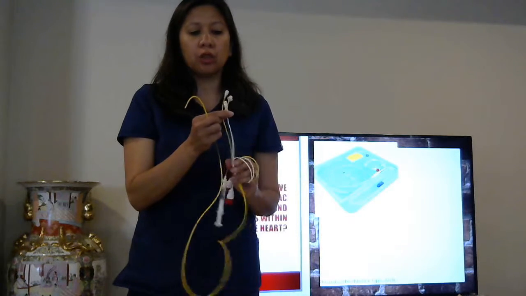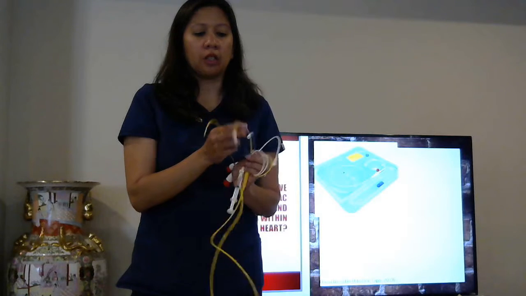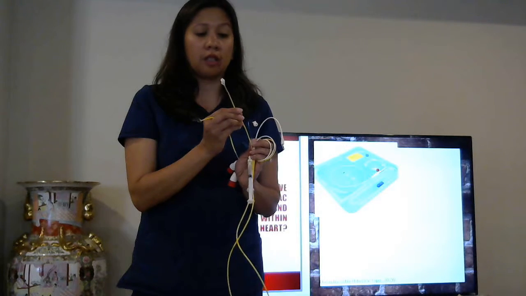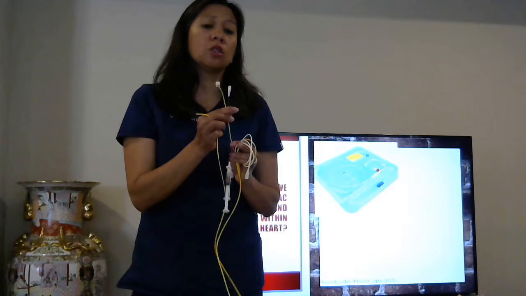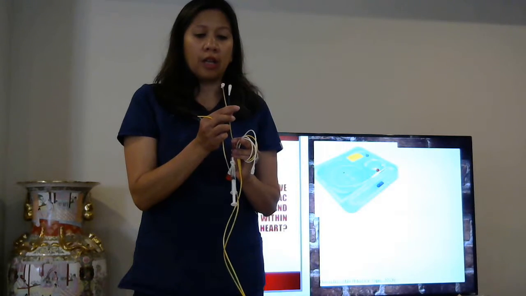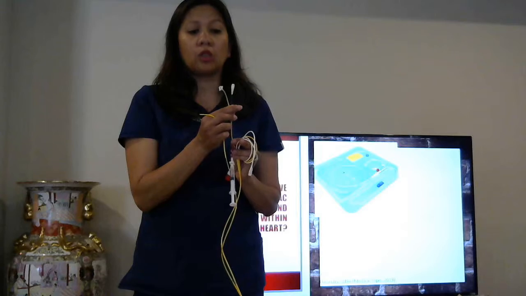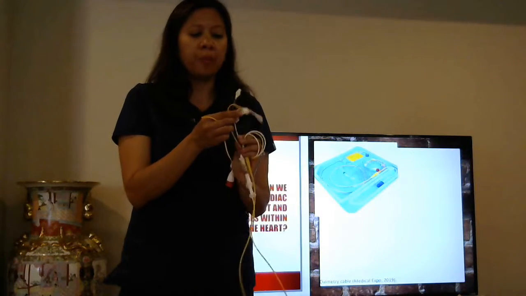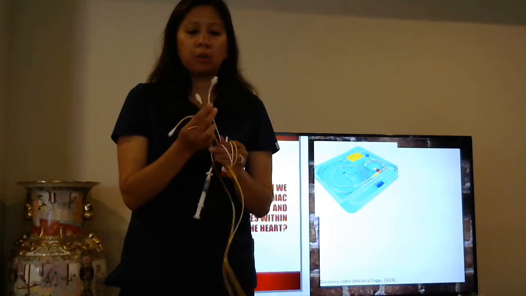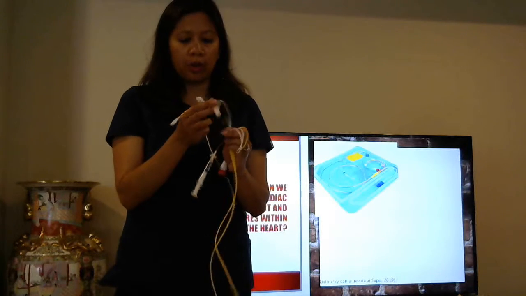You're also going to look at your lumens. It's usually by color. Your yellow lumen is your PA catheter. Your blue one will sit in your CVP. These 2 will be transduced so that you can collect the pressure. We'll look at the waveforms and the pressure soon, okay? And this is your proximal infusion port. This is where all your drips are going to go.